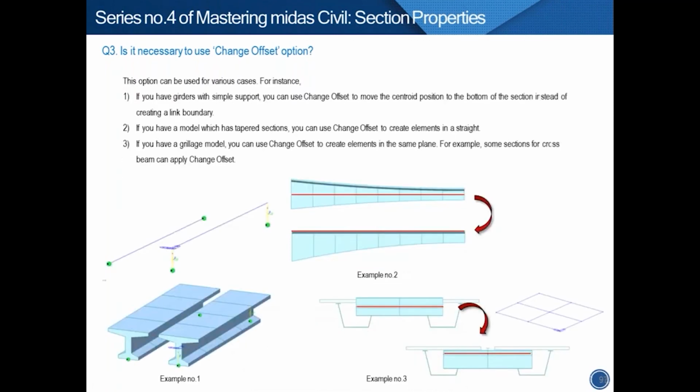So this is an example using change offset. You can use change offset to avoid creating an additional link between the girders, or to avoid the graphical issue for the balanced cantilever bridge. And you can also use the change offset option to make the girder model in the same plane, to get more proper results from the analysis.